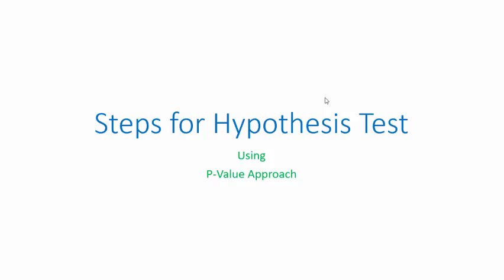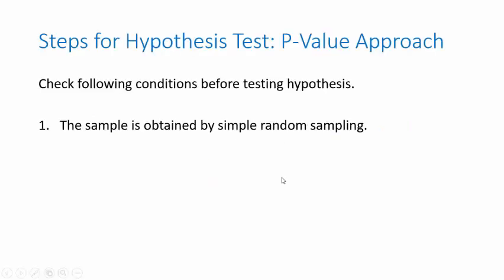In this video, we are going to learn the steps for a hypothesis test using the p-value approach. Before we go to the steps, we have to check certain conditions which are required. The first condition is that the sample should be a random sample.